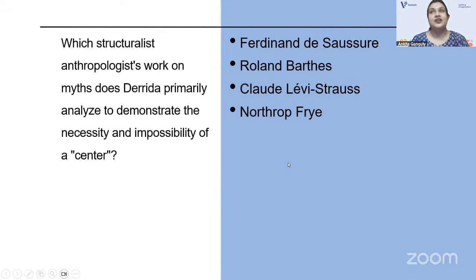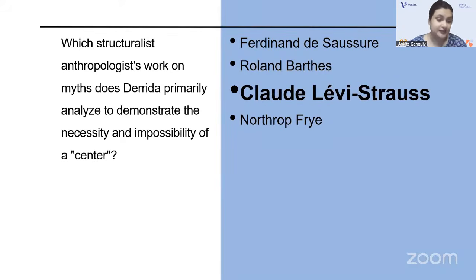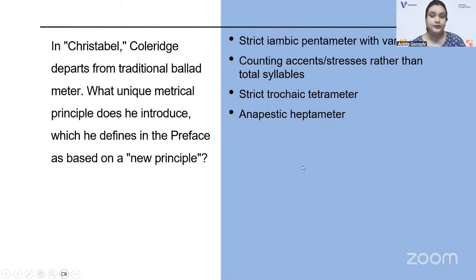Derrida, in his essay Structure and Sign in the Discourse of Human Sciences, whose work is it that Derrida is talking about? He's talking about the works of Claude Lévi-Strauss, right? Derrida primarily analyzes the work of French structuralist anthropologist Claude Lévi-Strauss to demonstrate the necessity and impossibility of a center in his foundational 1966 essay, Structure, Sign, and Play in the Discourse of Human Sciences. He talks about Claude Lévi-Strauss, the anthropologist. Okay, next.